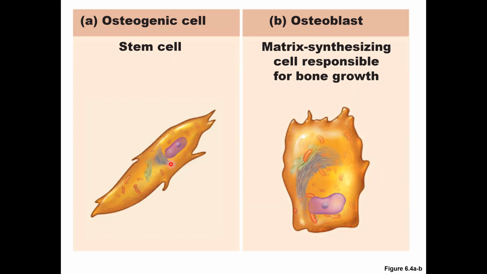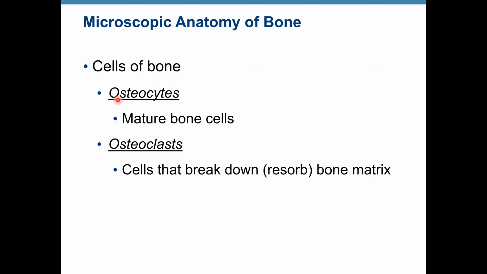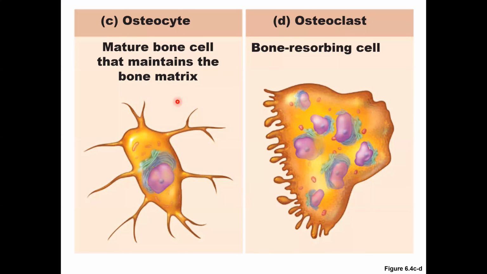So here's a stem cell. This is an osteoblast, a matrix synthesizing cell responsible for bone growth. Other cells are osteocytes. Those are mature bone cells and they maintain the matrix. And osteoclasts are cells that break down or resorb bone matrix. So here's a mature osteocyte that maintains the bony matrix, and this is an osteoclast, a bone resorbing cell. And this one is multinucleated. All this purple stuff that you see, those are nuclei.